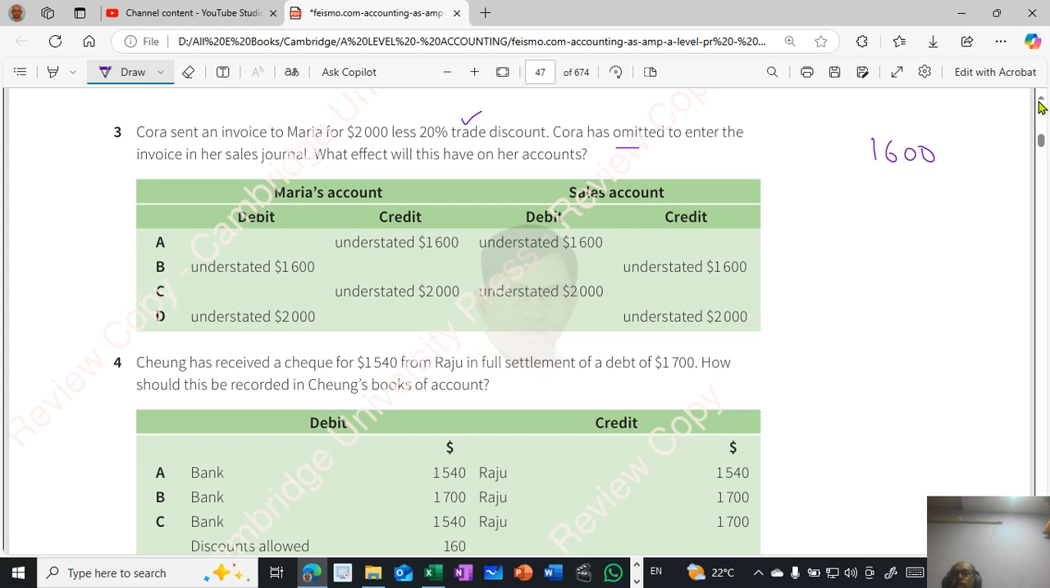Since she has sent an invoice, it means she has sold. She has not entered it in the sales journal. So obviously what will happen? Sales account will be understated by 1600, not 2000, because the trade discount will be recorded. So even Maria's account also will be understated by 1600. So answer is B. So then come to this one.